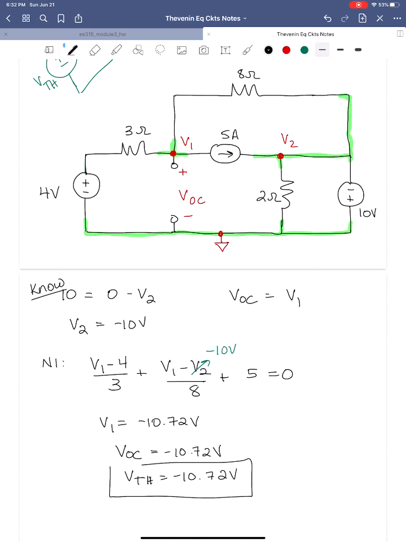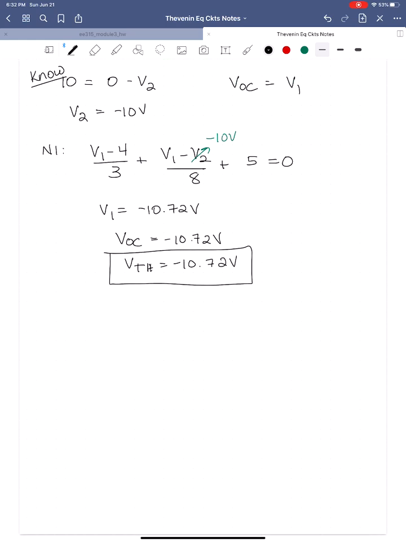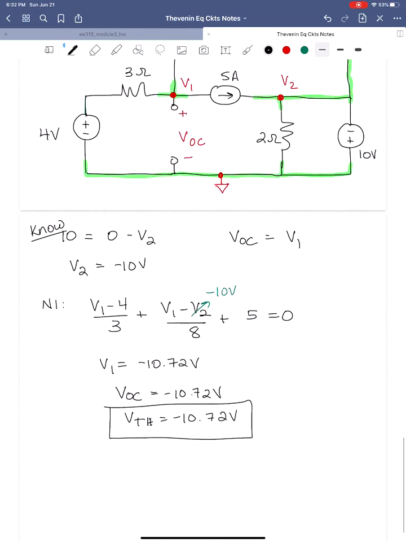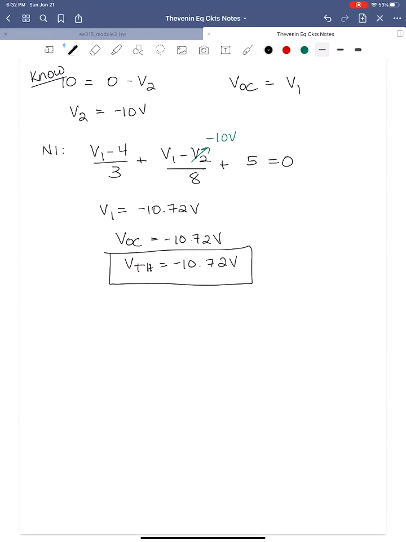Is it a problem for the Thévenin equivalent voltage source to be negative? Absolutely not. It absolutely can be negative. Okay, so our next step is to find the Thévenin equivalent resistance. So we're going to draw the circuit network again, but we're going to shut all of the sources off. All right, so we're going to find our Thévenin now.